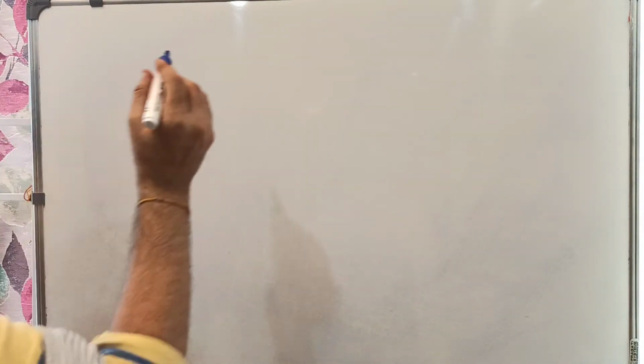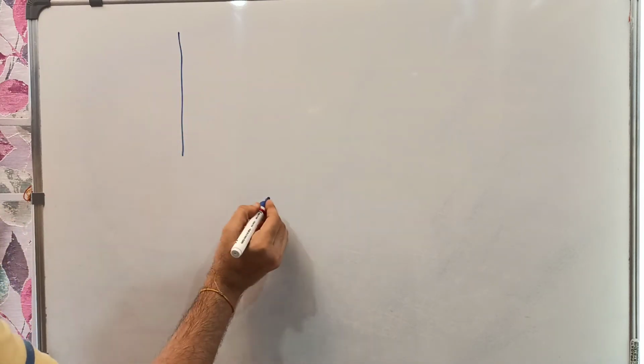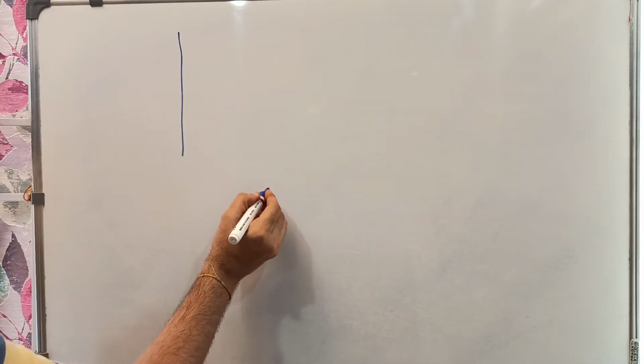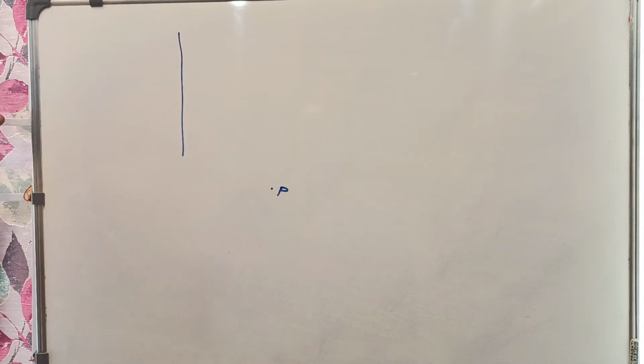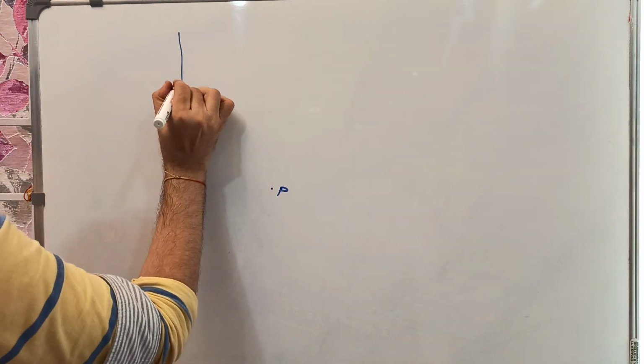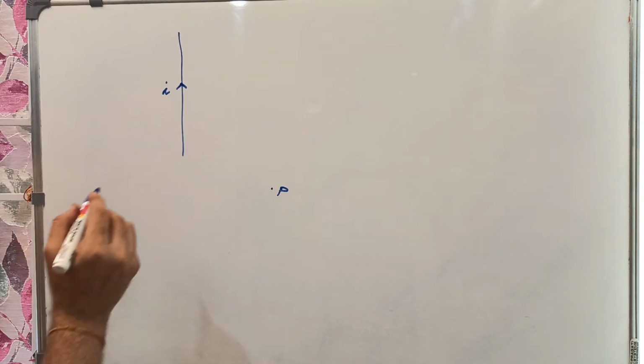Okay, so let's say there is a wire like this, and there is a point somewhere here. Let's say it's here. Now, the details they have given: the wire is carrying a current I, and what would be the magnetic field at point P?